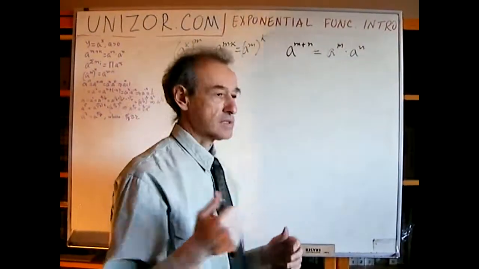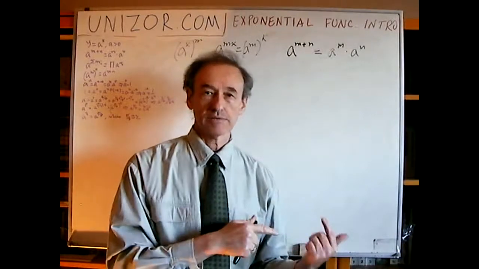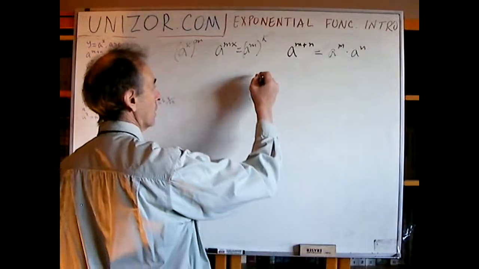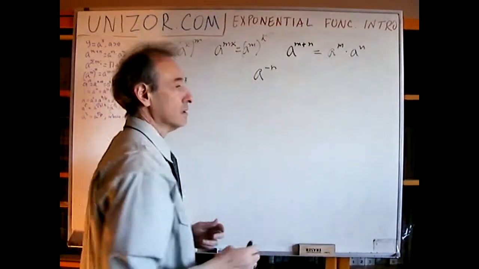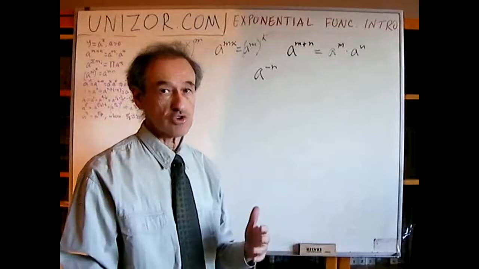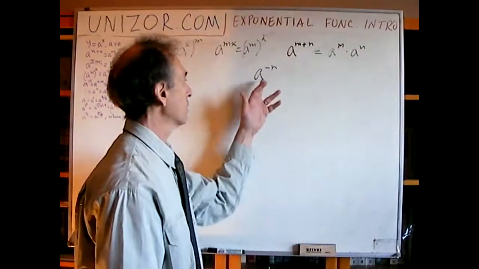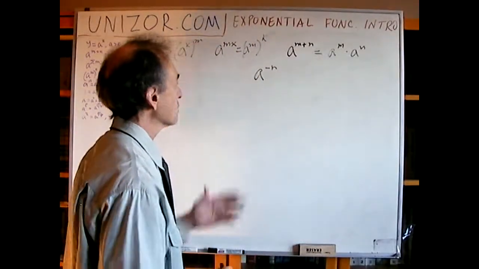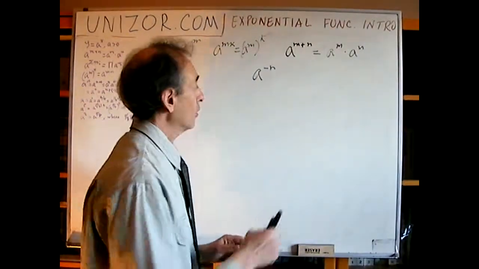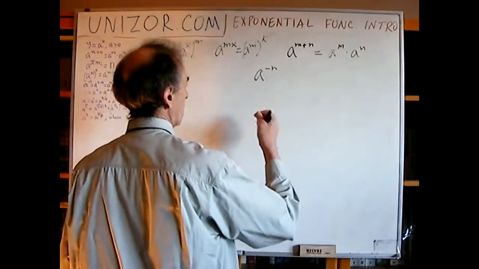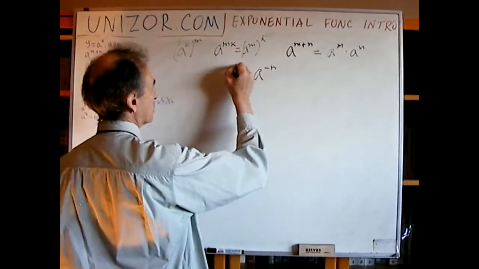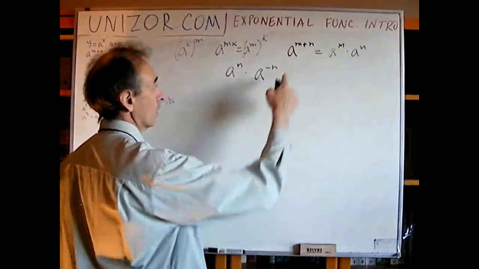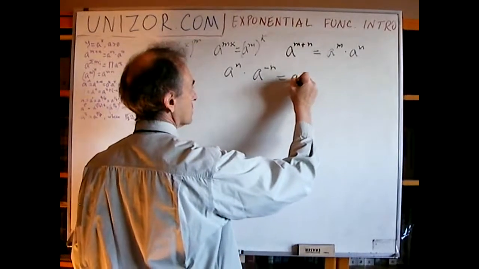Next, let's expand to negative integer numbers. A to the power of minus n, assuming that n is a natural number: 1, 2, 3, etc. So it will be a to the power of minus 1, or minus 2, or minus 300, etc. So how can this be defined? Well, let's do this little operation: a to the power of n times a to the power of minus n.